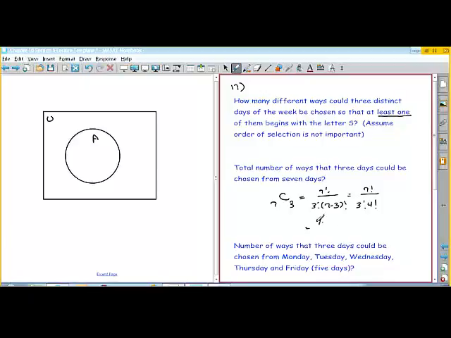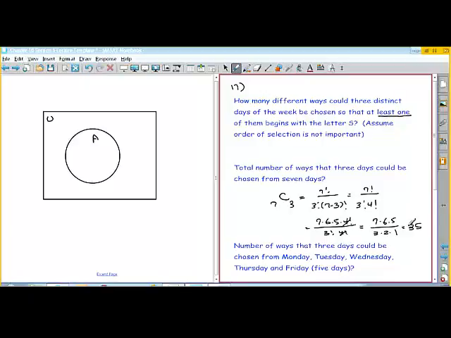So we rewrite 7 factorial as 7 times 6 times 5 times 4 factorial. We go down to the largest of the 2 factorials, and then we can cancel those out. And so that leaves us with 7 times 6 times 5 divided by 3 times 2 times 1, which is going to be 35.